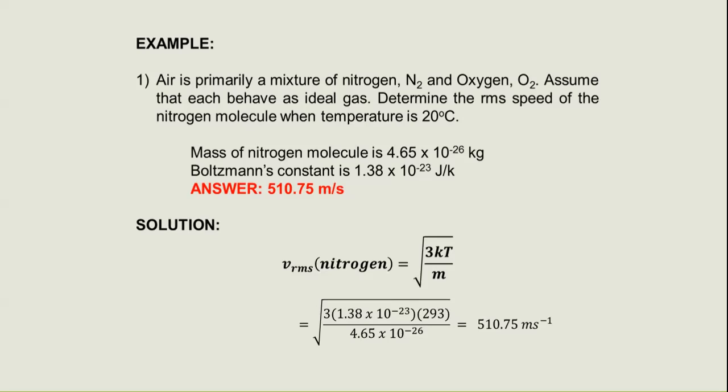And then you just put in your numbers. 3 kT, where k is a constant and T is given. But remember to change from Celsius to Kelvin. Here, what mass do you need to use? You have to use the mass for nitrogen. Why? Because it is given in the question: determine the speed of the nitrogen molecules.